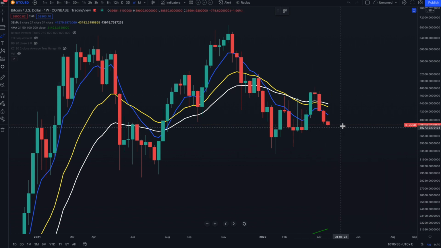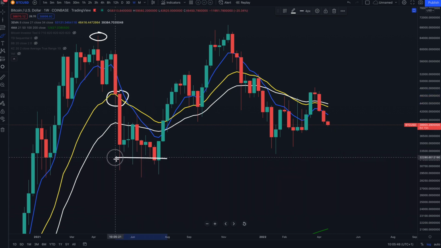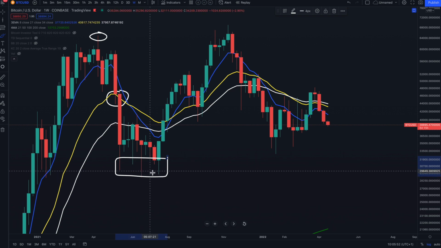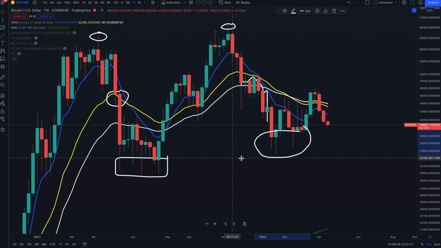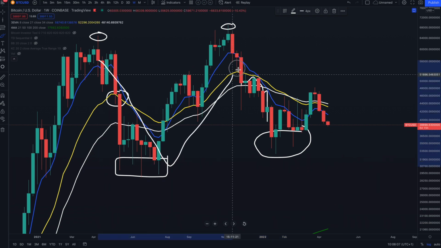The interesting thing with the 21 weekly exponential moving average is that when we made the first top here at 64,000 and broke down the 21 weekly exponential moving average, we made these lows at around the $32,000 mark. After the second top, when we lost the 21 weekly exponential moving average, we've actually made higher lows here and created this W pattern.